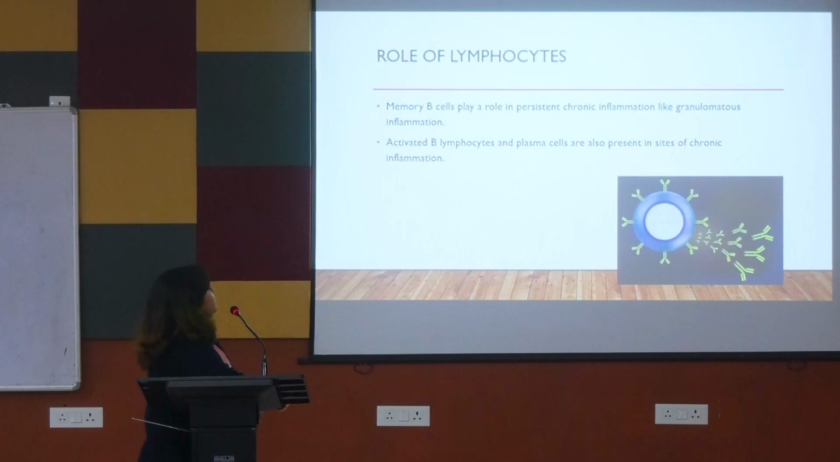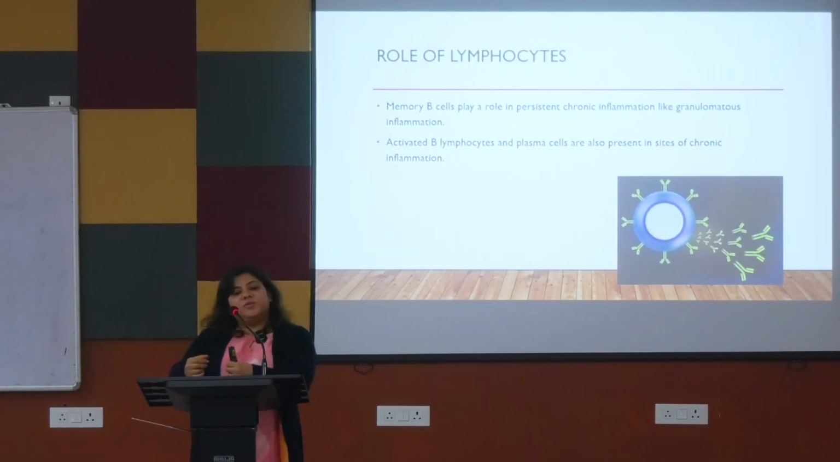Activated B lymphocytes and plasma cells are also present in sites of chronic inflammation. What are these? Do you know? Yes, immunoglobulins. So, who secretes these immunoglobulins? Yes. So, activated B lymphocytes and plasma cells are also present in sites of chronic inflammation. Now, this is just extra information.